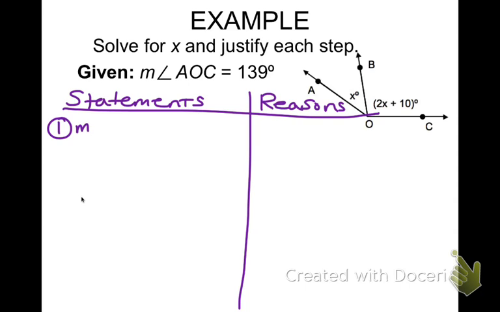Good. The measure of angle AOC equals 139 degrees. Given. Now, if we were back in chapter 1, what would you do? We would say, oh, I could just do x plus 2x plus 10 and equal it to 139. Start solving, right? I'm going to plug it back in and probably get the two angles. But now we're doing a proof, so we have to justify every single reason. Well, what postulate allows me to do this?